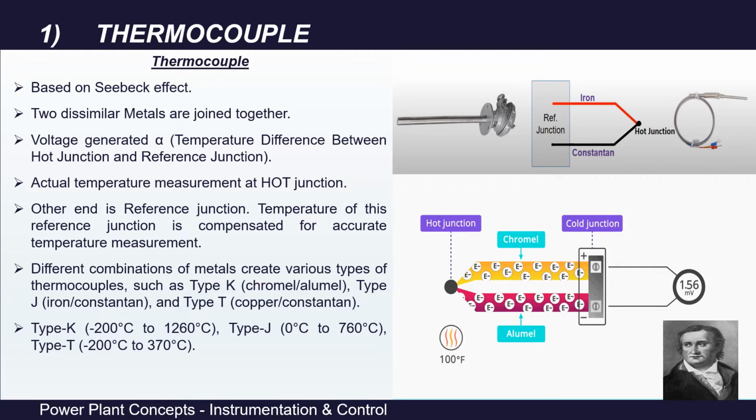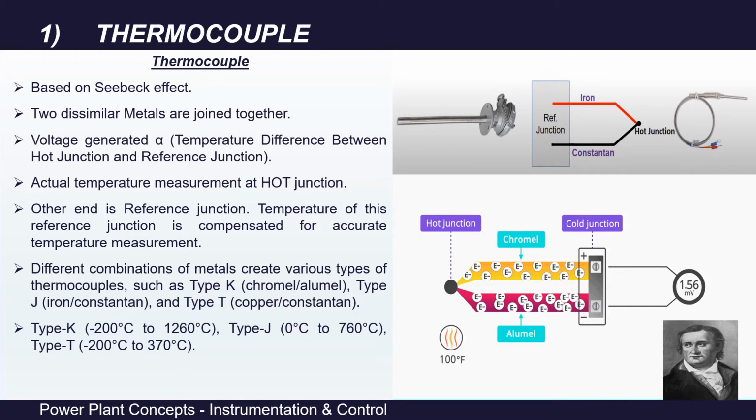Insertion type, basically. And the other end is where the thermocouple wires are connected to a measuring instrument. This second junction is known as the reference junction, or sometimes also called the cold junction. The temperature at this reference junction needs to be known or compensated for accurate temperature measurement.